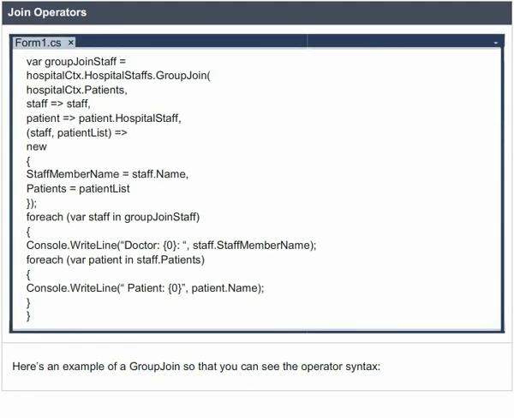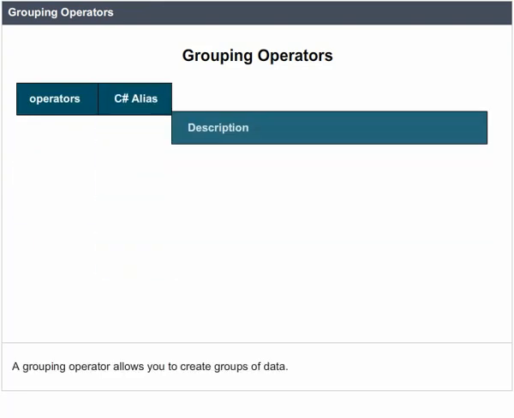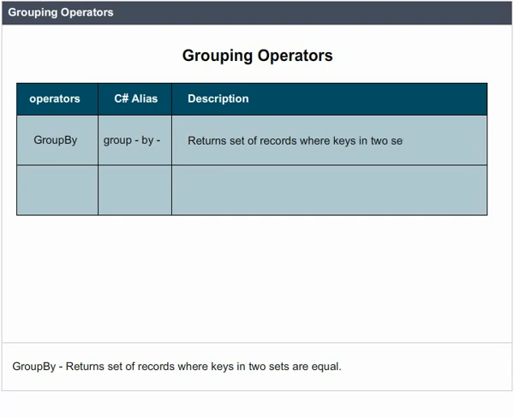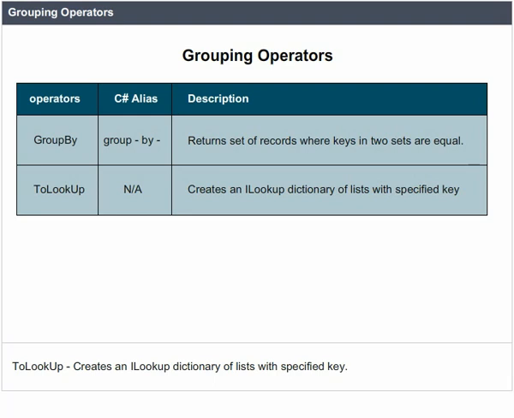Grouping operators. A grouping operator allows you to create groups of data. GroupBy returns a set of records where keys in two sets are equal. ToLookup creates a lookup dictionary of lists with a specified key.